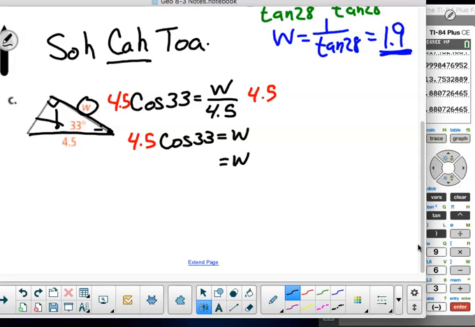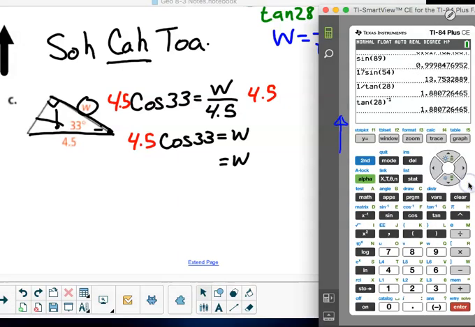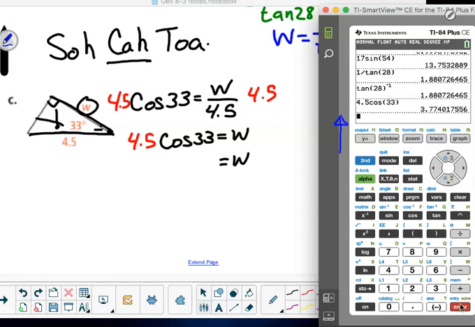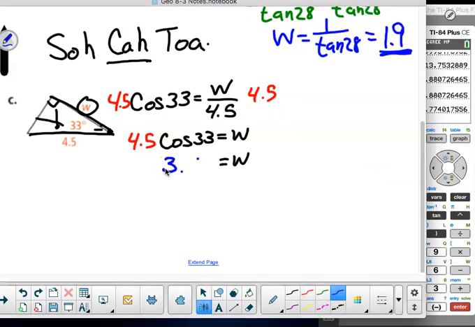To find my W value, I must have a calculator. By the way, if you're not carrying a calculator every day, because I do not have enough for everybody, or the other teachers don't, you should start, because you can't do this stuff without a calculator, and having that "I didn't have a calculator" as an excuse is not an excuse, okay? So you must have a calculator that does this. All right, so I've got this going on, 4.5 cosine of 33. Hit enter. So this is 3.8, as I round to the nearest tenth. 3.8 is my value for W.